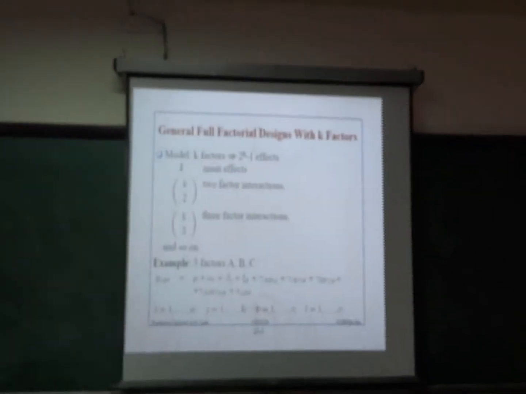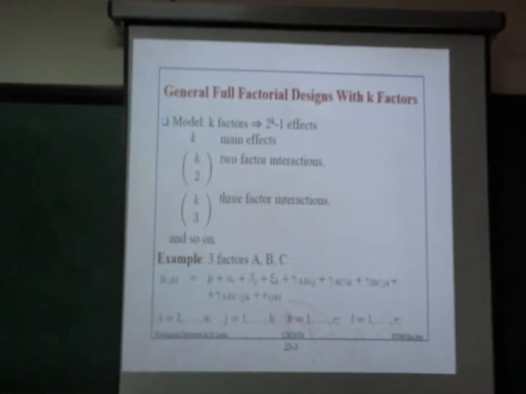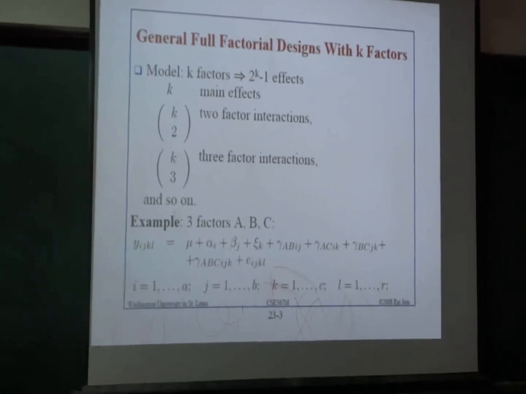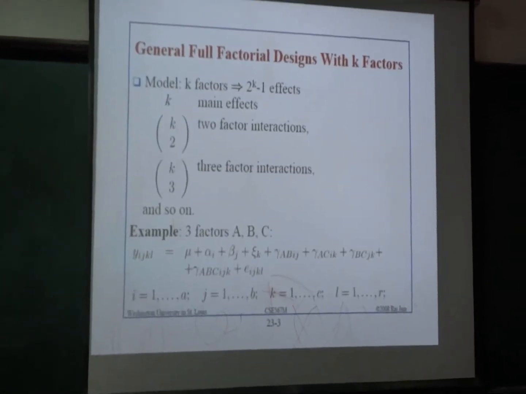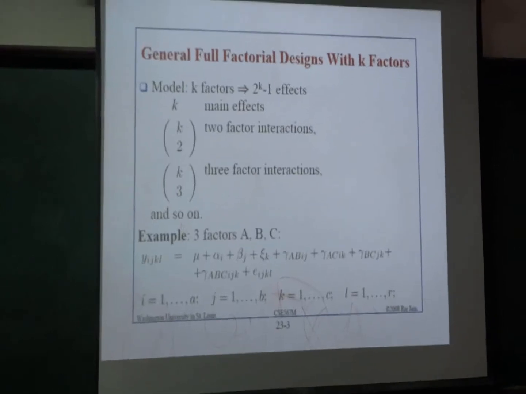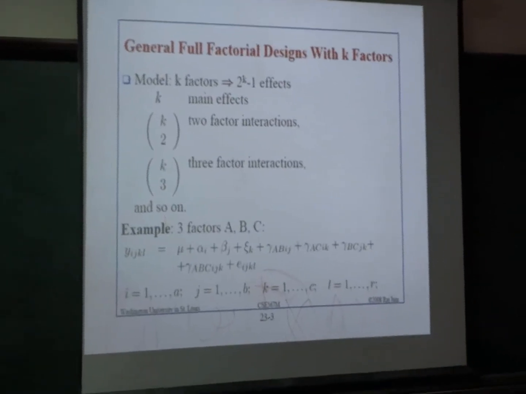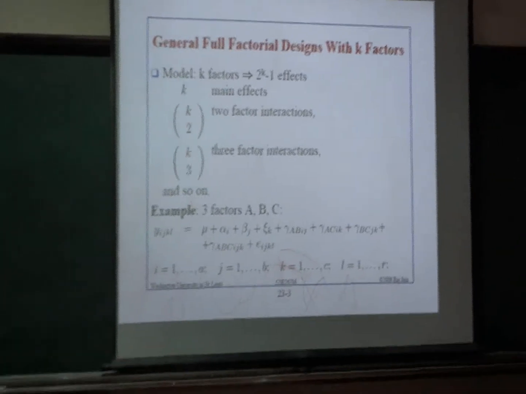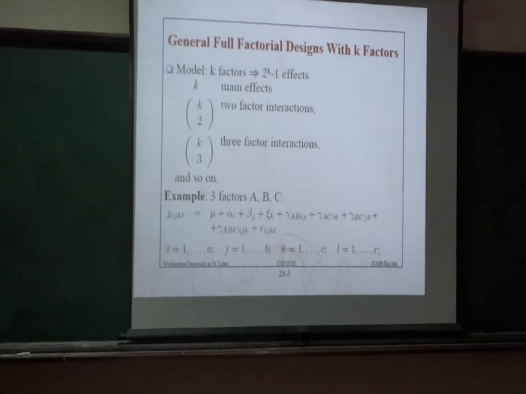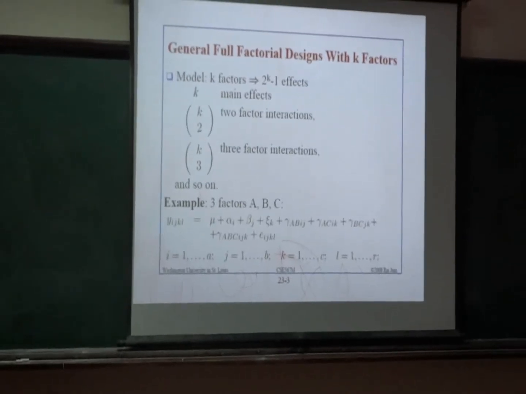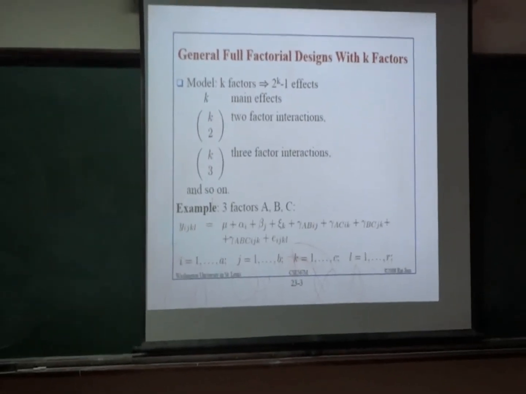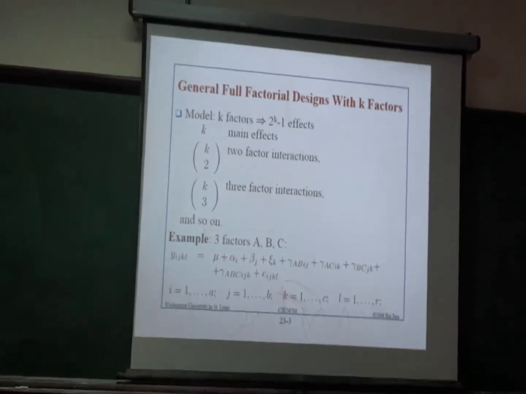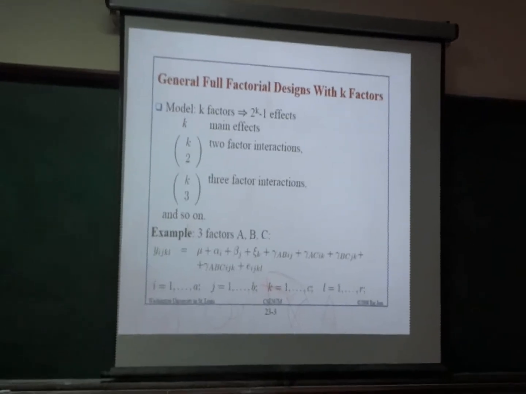there are 3 factors A, B, and C at a, b, and c levels respectively, and all replications are in the model. The expression for the 3 factor design is y of ijkl is equal to mu plus alpha i plus beta j plus gamma k plus gamma of ab of ij plus gamma of ac of ik plus gamma of bc of jk plus gamma of abc ijk plus e of ijkl.